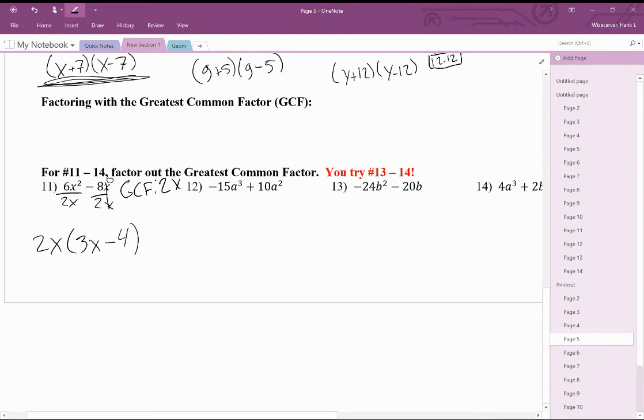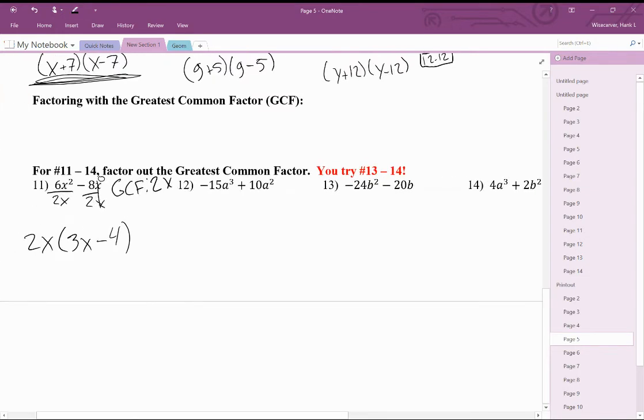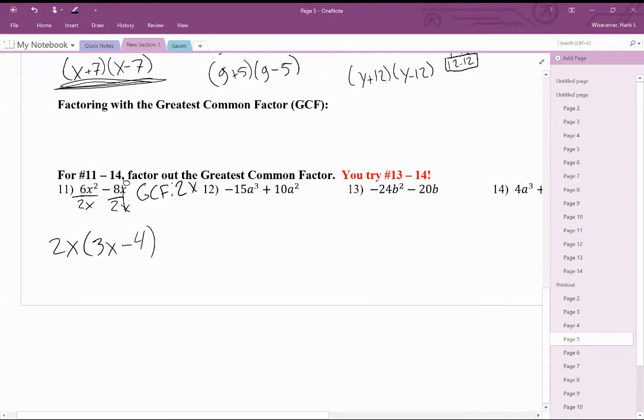Let's see. I'm going to do number 12, and then 13 and 14 will be you guys. So again, the greatest common factor here of my coefficients, if the leading coefficient is negative, you're going to want to pull that negative out. So the biggest number that goes into 15 and 10 is going to be 5. And then the lowest exponent is squared, so it's going to be a squared. Divide both of these by negative 5a squared, and we get negative 5a squared on the outside.